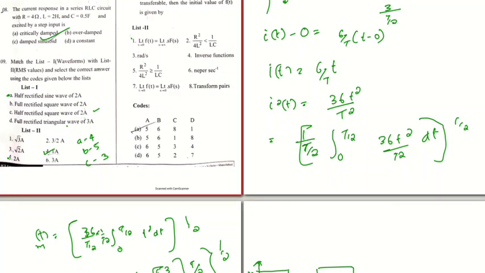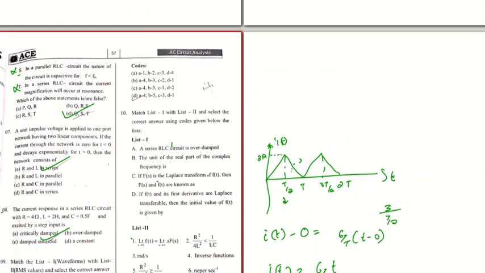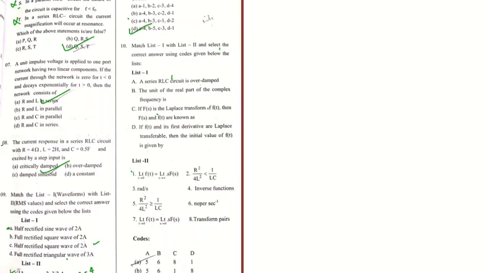No, D is 1. So let's look at the option: A4, B5, C3 and D1. Okay. Now let's do the next question. The next question: match list 1 with list 2 and select the correct answer using the codes given below in the list. A series RLC circuit is overdamped.